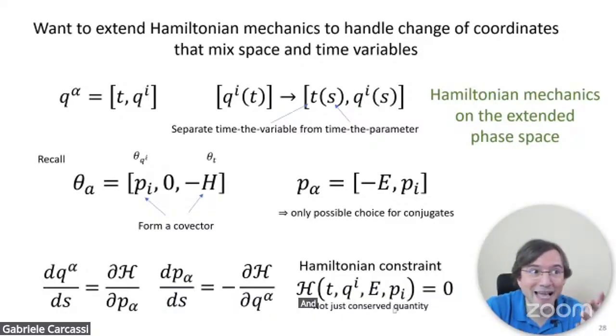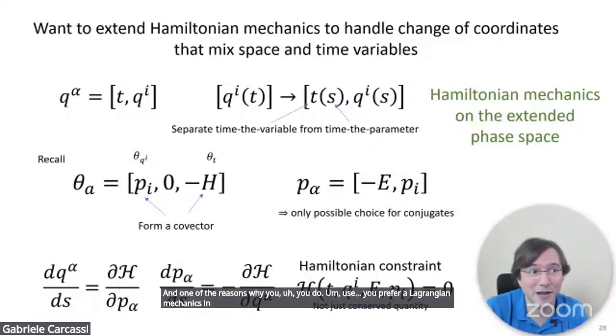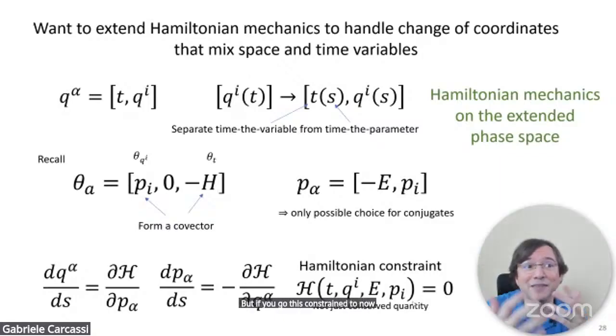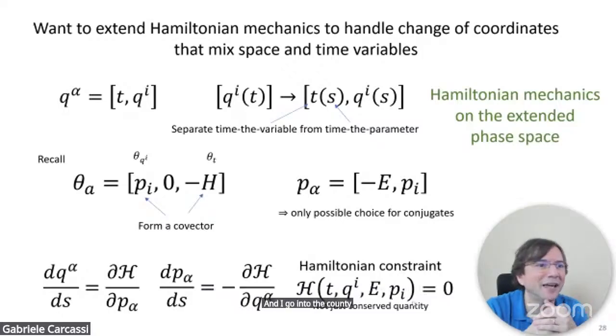And what's nice about this constraint is that now it's invariant. One of the reasons why you prefer Lagrangian mechanics in a relativistic framework is because the Lagrangian is invariant and the Hamiltonian is not. But if you use this constraint, now this is invariant, and you can start thinking about symmetries in terms of Hamiltonian mechanics instead of Lagrangian mechanics. So it has nice features to it.